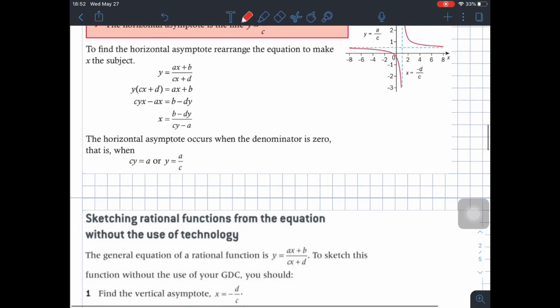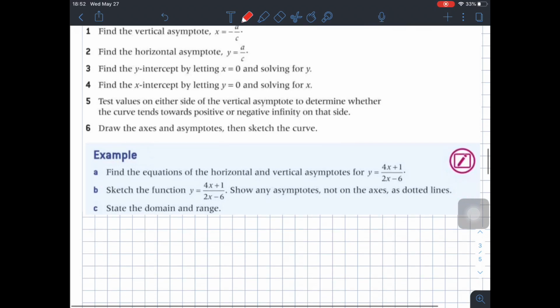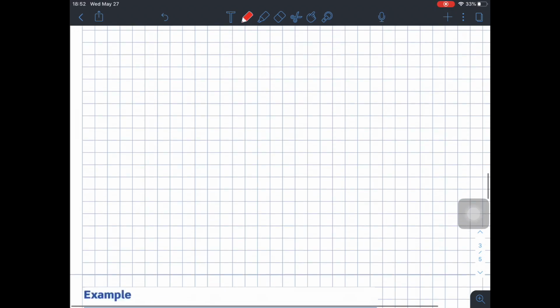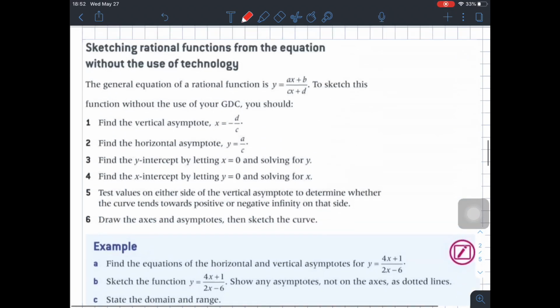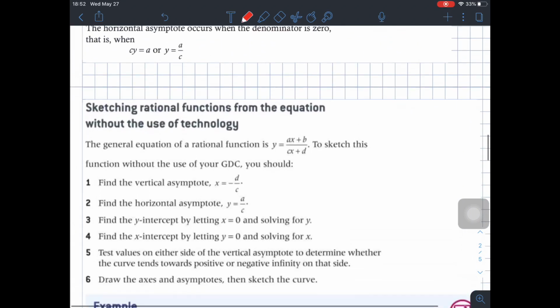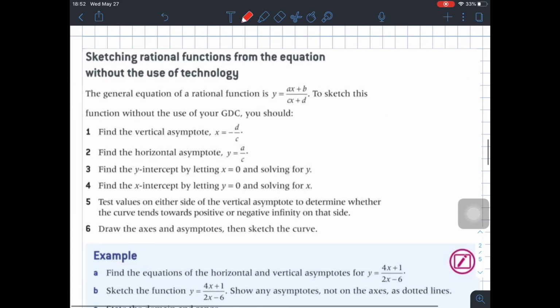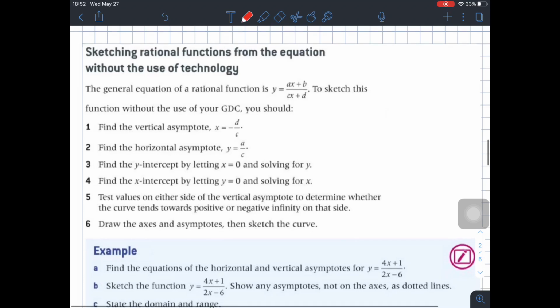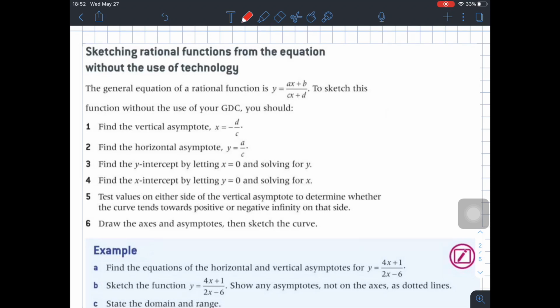Okay, we are left with 2 examples, but I want to let me show you this quickly. We still have quite a bit of time. So it says sketching rational functions from the equation without using technology. So how do we sketch rational functions without using technology? It's actually pretty easy, and this is something that we have done already with the previous electronic assignments.